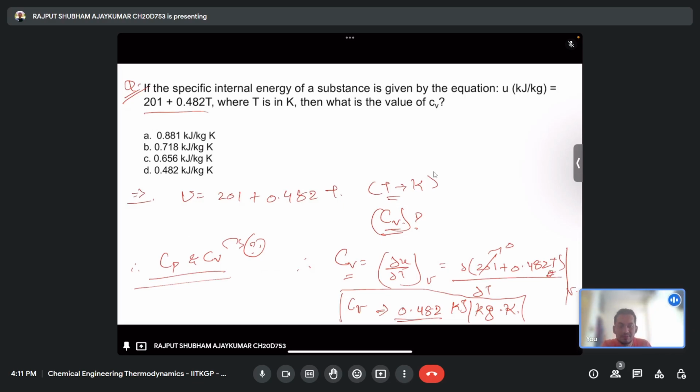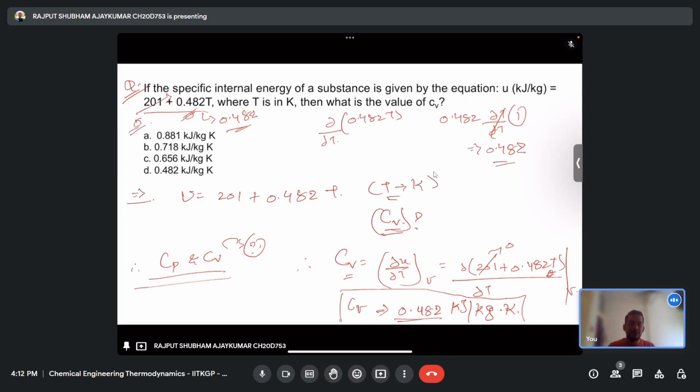So Cv is equal to del U by del T at constant volume. So just try to differentiate this one, it turns out to be 0.482 because del T by del T will be 1. If you take del of 0.482 T by del T, so what will happen? 0.482 is a constant, del T by del T will be 1. So the final answer will be 0.482 only. And this term is 0 because there is no variable related to it, the temperature variable. So the direct answer you can say is 0.482.